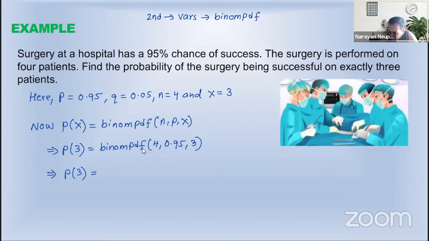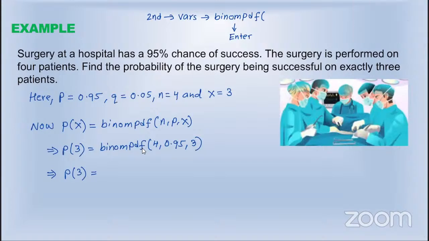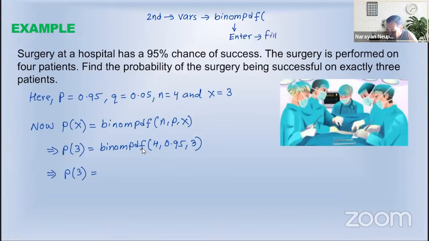Once you see binomial PDF with the parenthesis there, you can hit enter. Let me write here. You hit enter. When you hit enter, what do you see in the next screen? After you hit enter, what do you see? It says trials, P, X value. So you have to fill that screen.